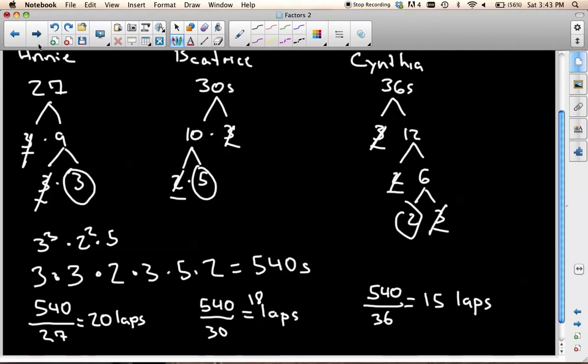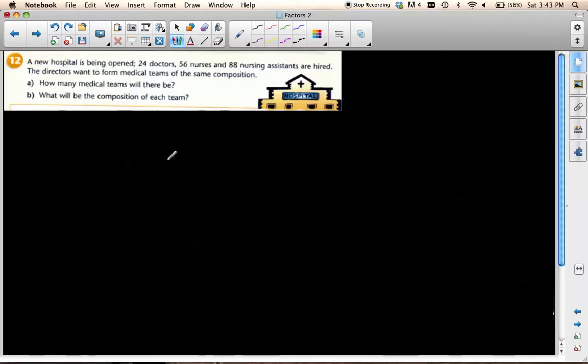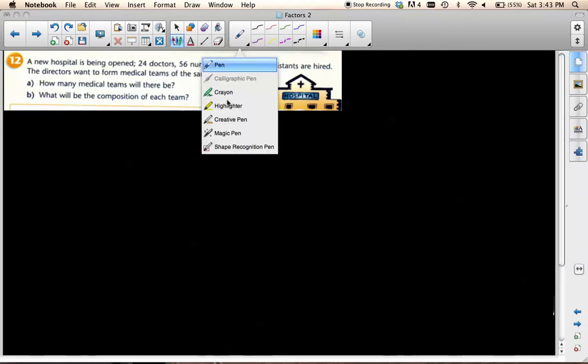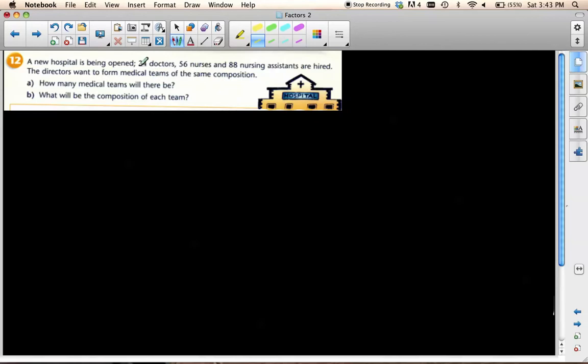Now we can still do one last problem, which is a new hospital is being opened, and we have 24 doctors, 56 nurses, and 88 nursing assistants that are being hired. Okay, so we get our highlighter out, and we have our 24 doctors, 56 nurses, and 88 nursing assistants are hired. The director wants to form medical teams of the same composition. How many medical teams will there be, and what will be the composition of the medical teams?